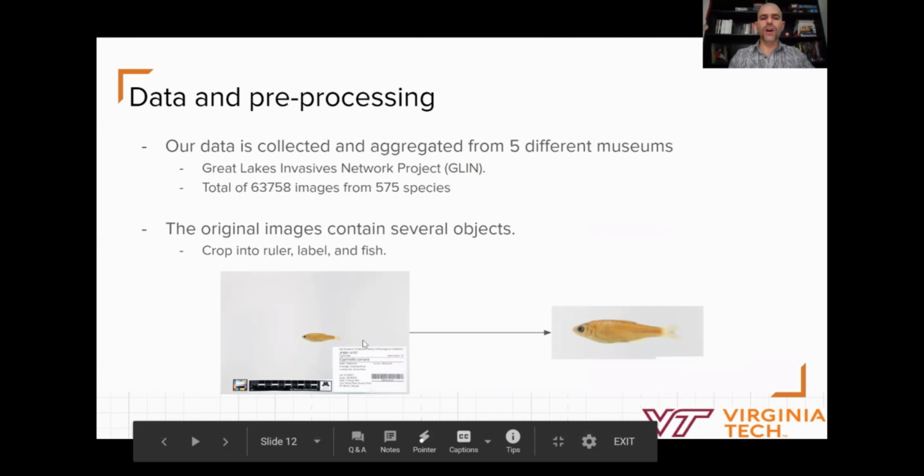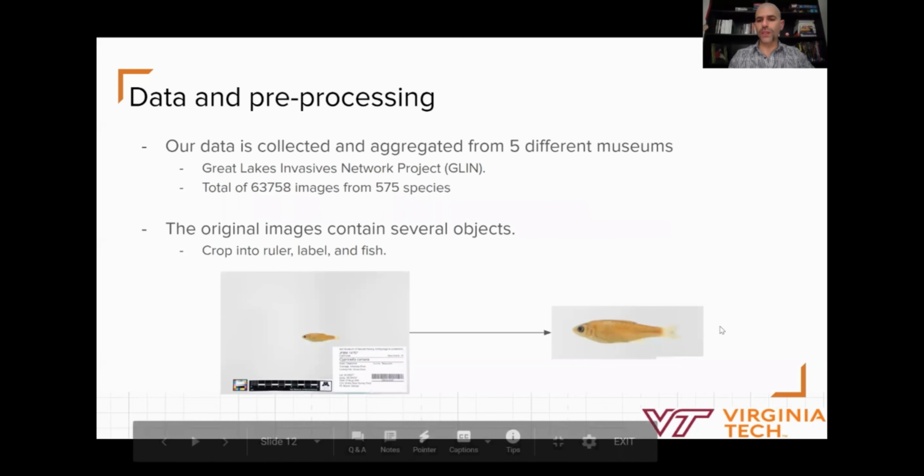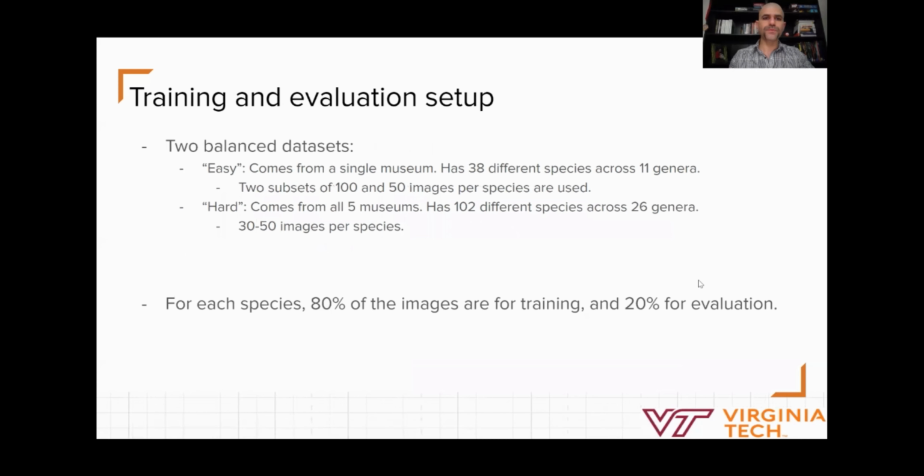We crop each of these components into its separate image. And for fish classification, we only use the fish itself with the information about the species and the genus. And for computational feasibility, we create two subsets, an easy one that has 38 species from 11 genera.